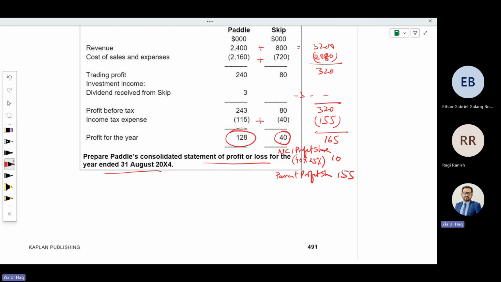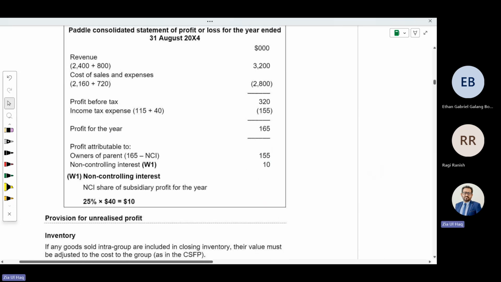In this, we need to show after calculating the consolidated profit. Like they calculated this. So what is the non-controlling interest profit share? 10. So what does owners of the parent mean? Parent company profit share, that is 155.